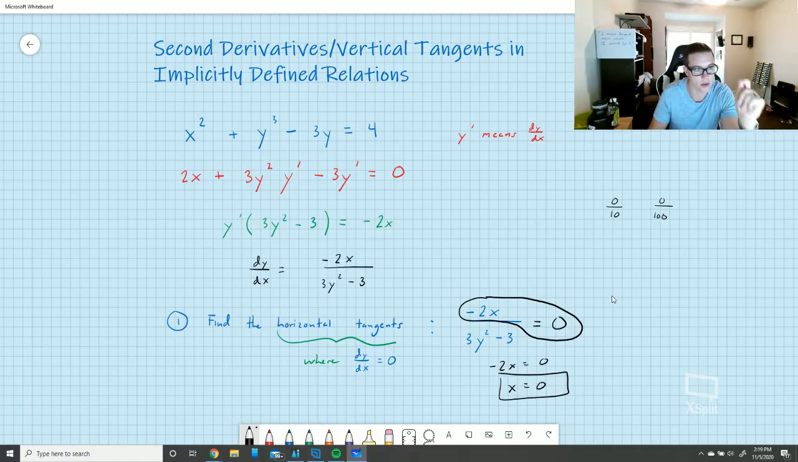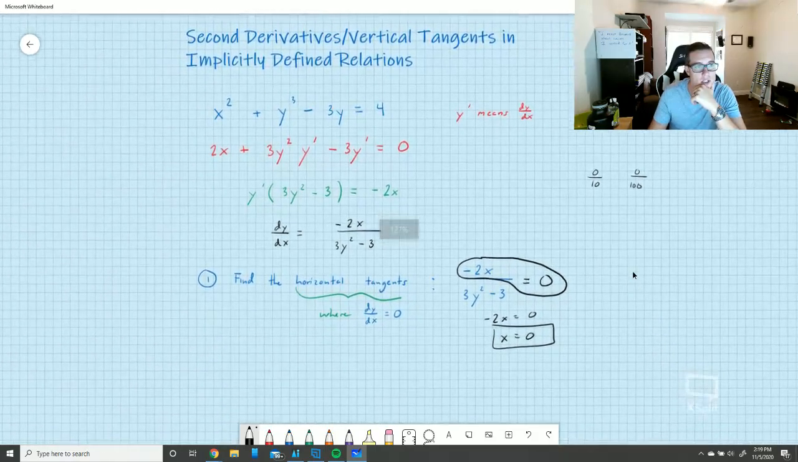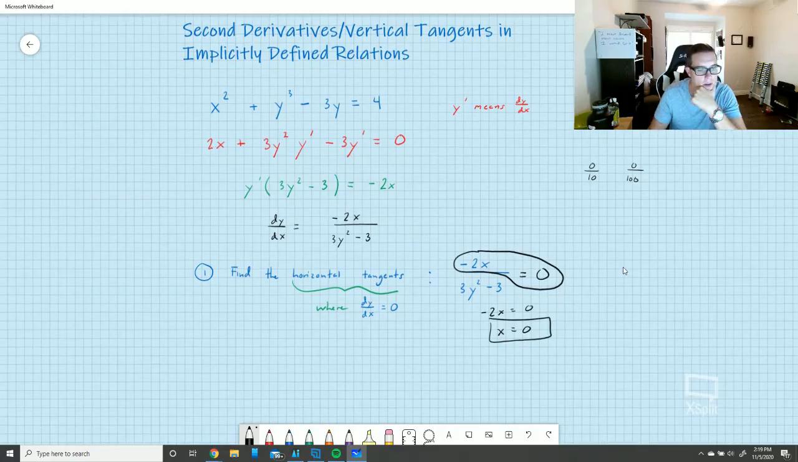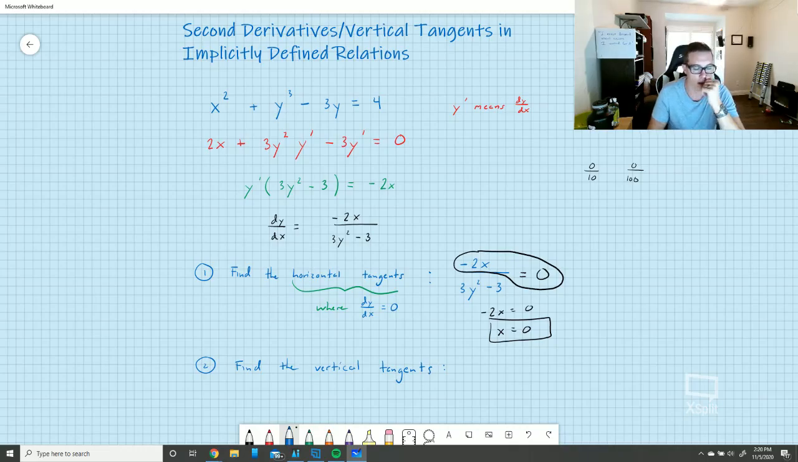If I wanted to find the y-coordinate associated with that, I could plug back into the original relation. So I could plug 0 into the original and solve for y. But it doesn't work that well in this one because there's cubes and stuff. So we won't do that. But the other question that has started to pop up, it came up on one of the quizzes the other week or so. I can ask you to find the vertical tangents.